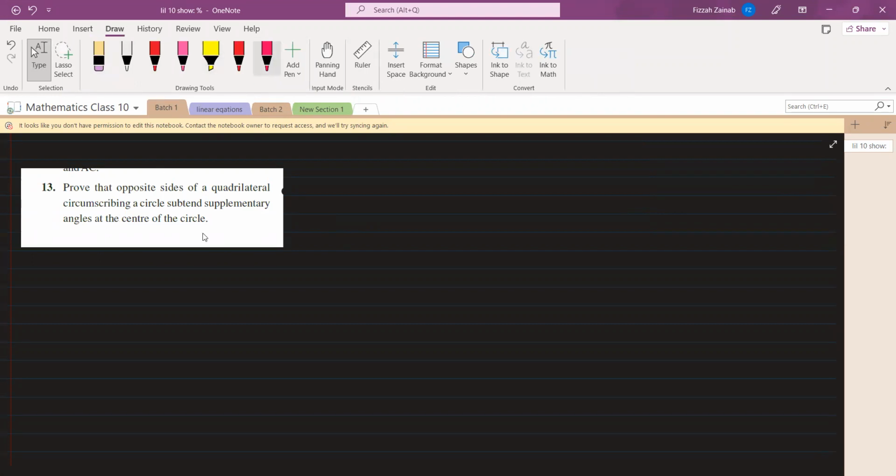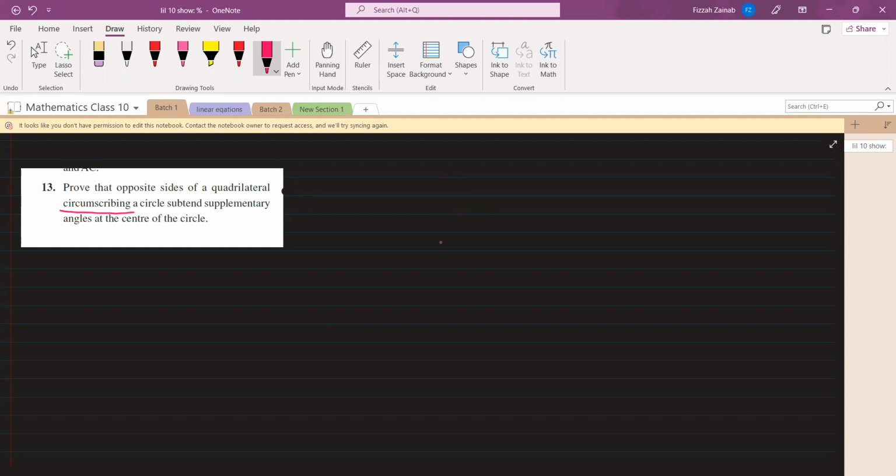Now prove that the opposite sides of a quadrilateral circumscribing a circle subtend supplementary angles at the center. Okay, so is the circle inside or outside? Now you tell me. What is the meaning of this circumscribing? Read again. The quadrilateral is circumscribing. So that means the quadrilateral is outside and the circle is inside. Is that clear?